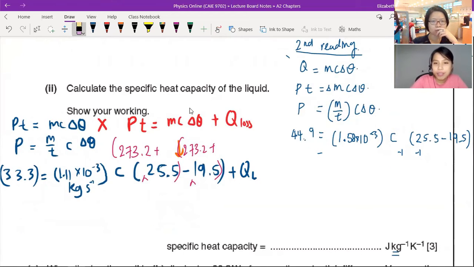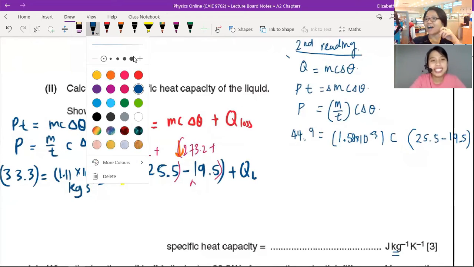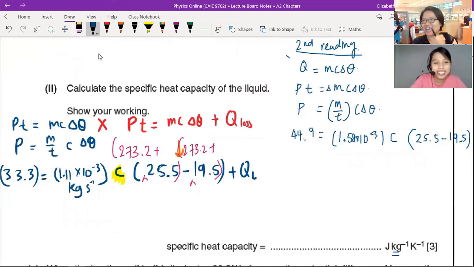So now the thing is we have two unknowns. Can one equation solve it or not? Can. We have a simultaneous equation, I think. Yes, because we have two readings, so we can solve simultaneously.